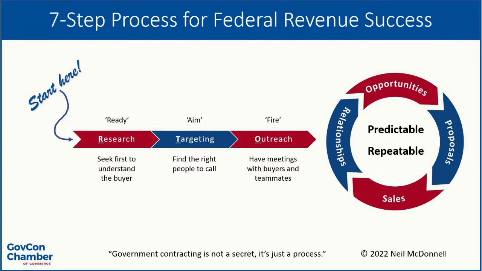If you want sales, you need to be able to write winning proposals. In order to write winning proposals, you must have slam dunk opportunities. In order to identify slam dunk opportunities, you must have strategic relationships with buyers and teammates. And that begins from your effort of doing cold calls. So outreach is basically cold calls.